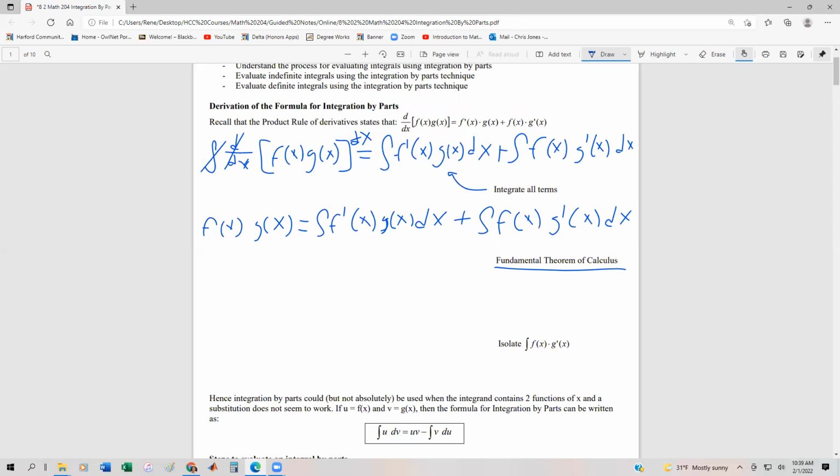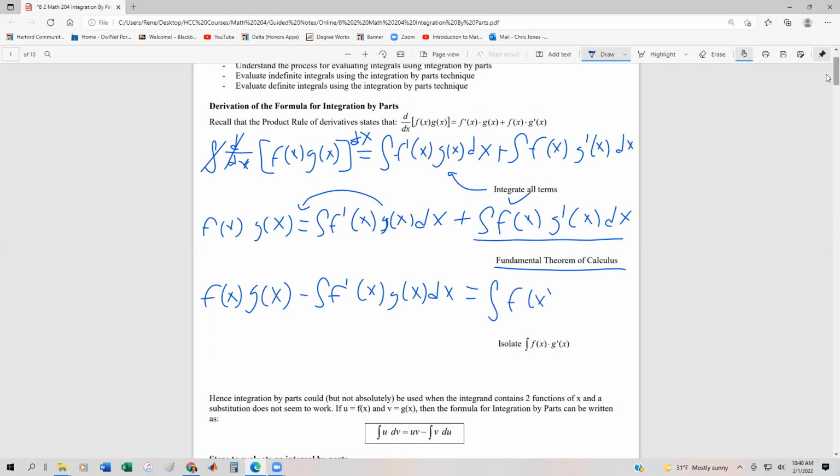Now what we're going to do is isolate this term, and we're just going to subtract the integral of f prime of x g of x dx from both sides. And so we wind up with f of x g of x minus the integral of f prime of x g of x dx is going to be equal to what we have on the right-hand side right here, the integral of f of x g prime of x dx.